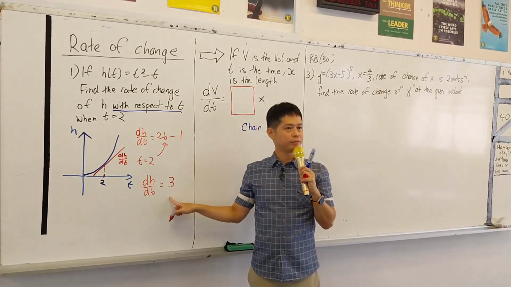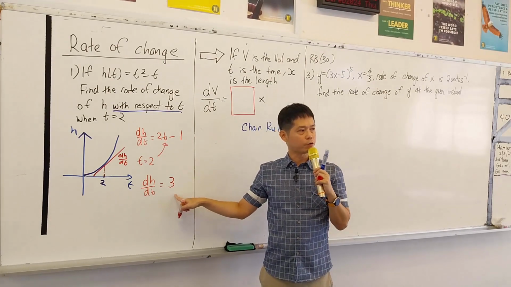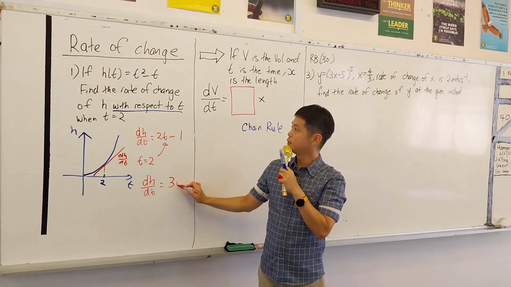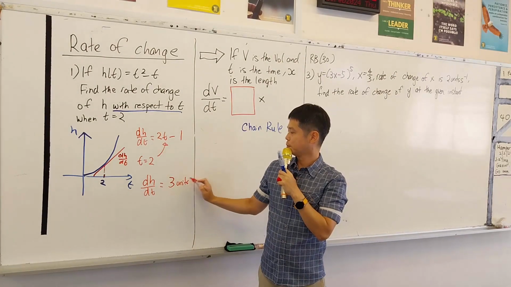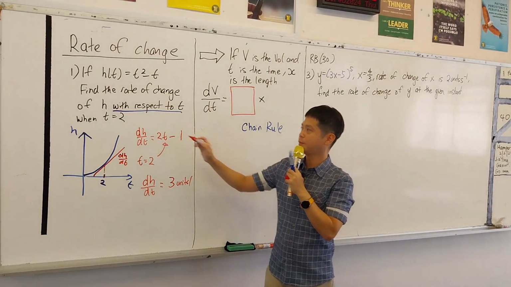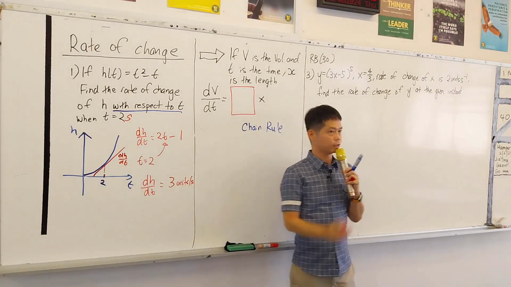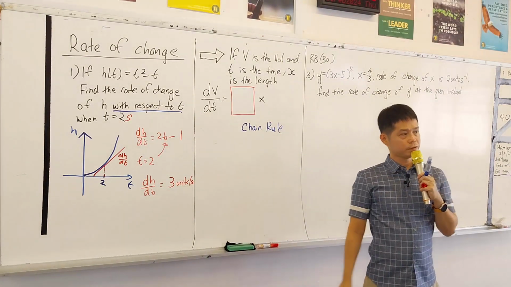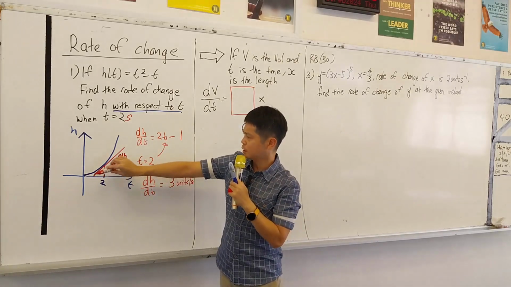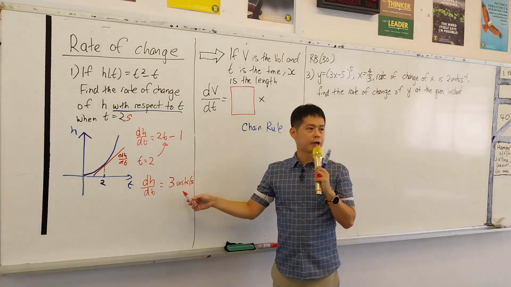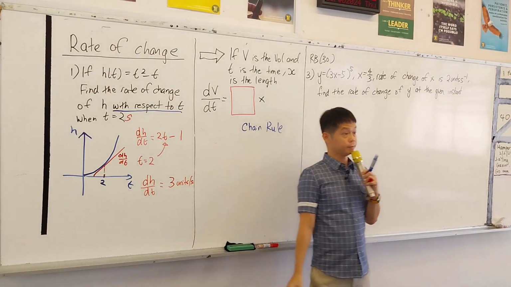Now, bear in mind, I'm more particular about units in this type of question. So the units will be 3 units per time. I didn't put the time, maybe here I put seconds, so it will be 3 units per second. So that is the rate of change of the height when the time is 2. The rate of change keeps changing, but when time is 2, the height is changing at 3 units per second.